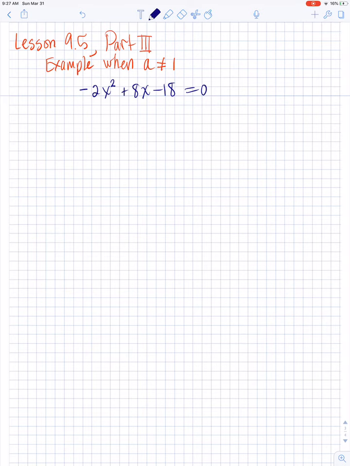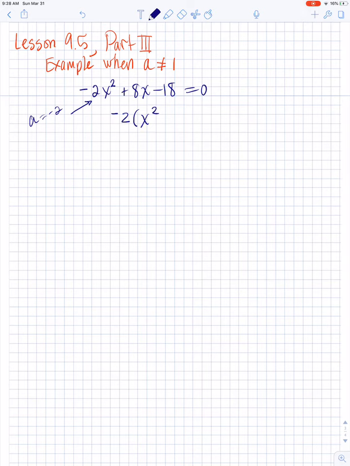All right, lesson 9.5, part 3. What happens if we want to solve a quadratic by completing the square when the leading coefficient is something other than 1? This time we have a is equal to -2. What do you think we can do to figure out this situation? Well, yeah, we can absolutely factor out that -2. Let's make the leading coefficient +1.